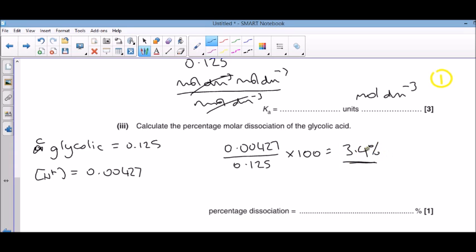Okay, so you can check yourself here, because remember weak acids dissociate to a very, very small extent. So if you'd ended up with quite a large number there, then that should make you realise that there's something wrong.